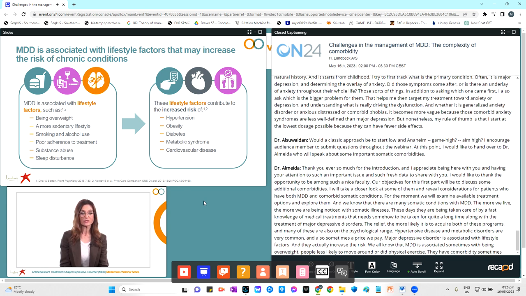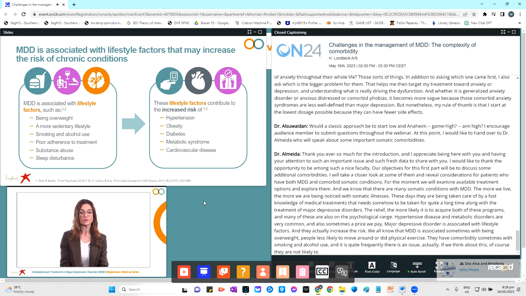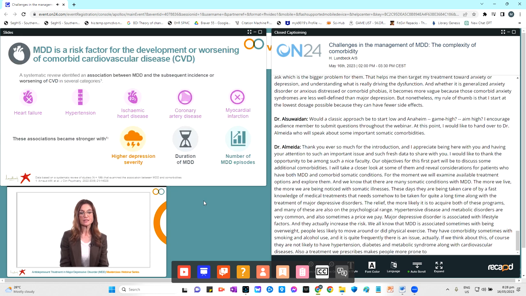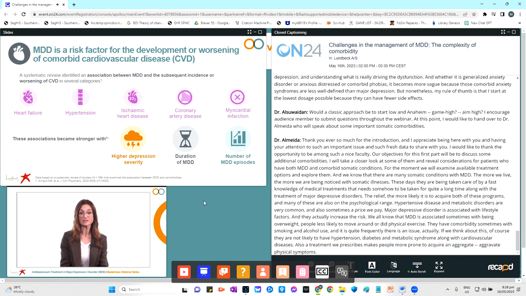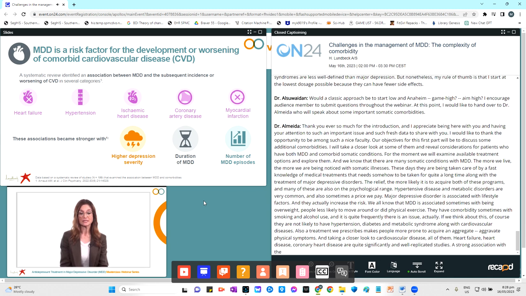So if we think about this, of course, they are more likely to have hypertension, obesity, diabetes, and metabolic syndrome, along with cardiovascular diseases. And by the way, the treatments we prescribe sometimes make people more prone to acquire and aggravate physical illnesses. Taking a closer look at cardiovascular disease, heart failure, hypertension, ischemic heart disease, coronary artery disease, and myocardial infarction are significantly associated with depression, and well-replicated studies have shown this, with a strong association with the severity of depression and a longer duration of MDD. The number of MDD episodes also brings the risk to a higher level.